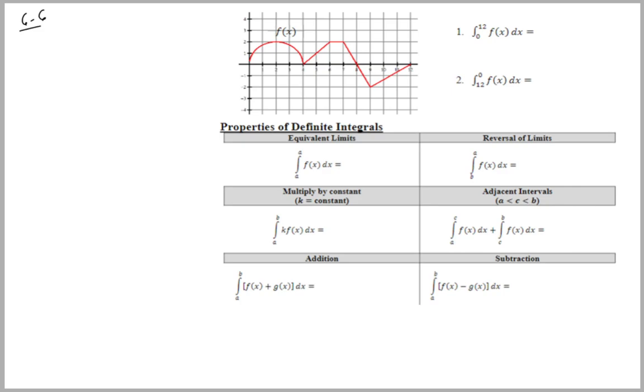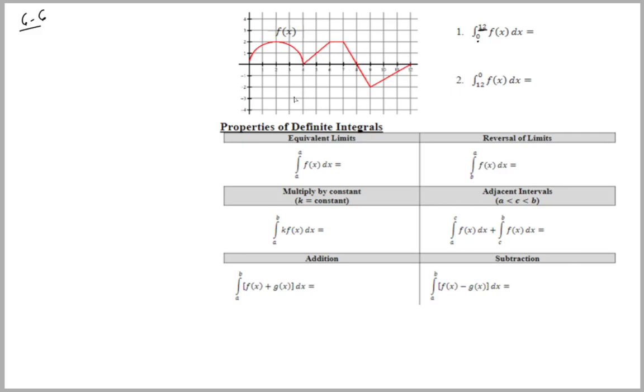Today we're just going to be applying the properties of definite integrals. It's kind of simple. So we learned before how to read this. You start at this number, you go to the other number, and you just see the area here.